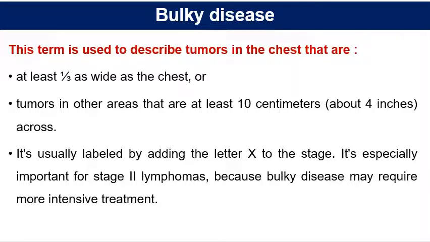It is usually labeled by adding the letter X to the stage. It is especially important for stage 3 and stage 2 lymphomas, because bulky disease may require more intensive treatment. Okay, so bulky disease is nothing but the size of the tumor they are calculating, and it is another form of classification that can help the physicians or the surgeons to treat the disease in a better way.